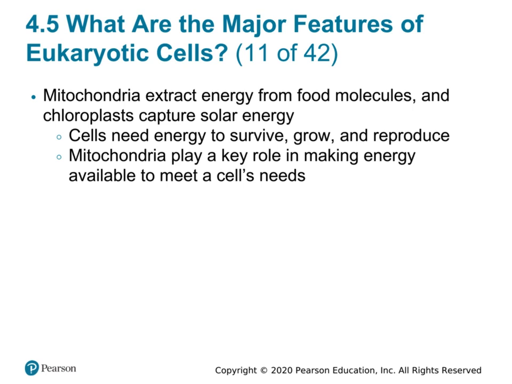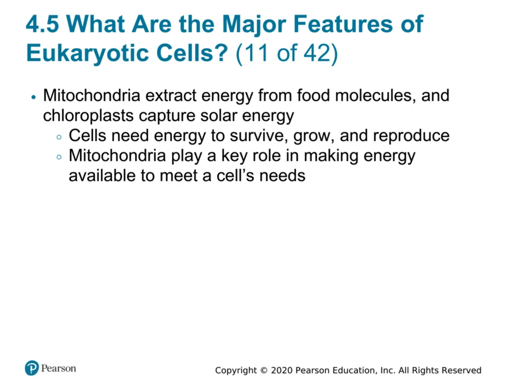Chloroplasts can actually make their own food energy. They do that by converting solar energy into sugar. But sugar is still not readily usable energy, so mitochondria then take that and convert it into ATP. So both mitochondria and chloroplasts work together to make sure that cells have everything they need to survive, grow, and reproduce. We want to make sure that cells are able to meet their needs.